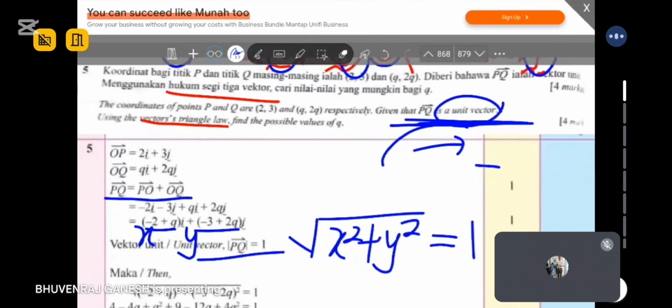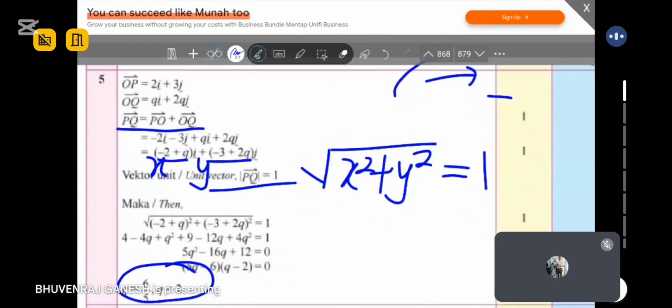Power with root. Which one? Oh, this one is square both side. Kuasa dua-dua belah. Okay, square both side of the equation. Okay, so the square root will hilang. Okay? Jawapan dia yang ni.